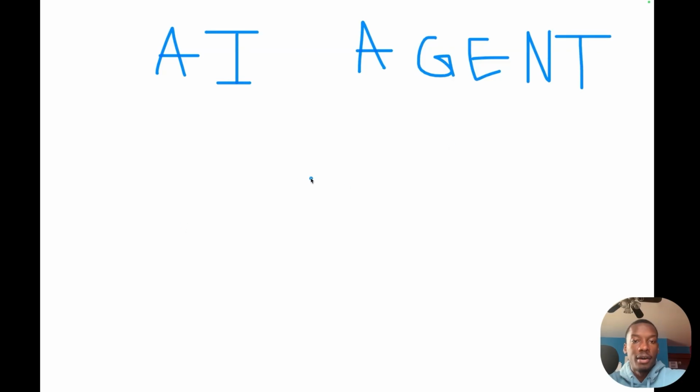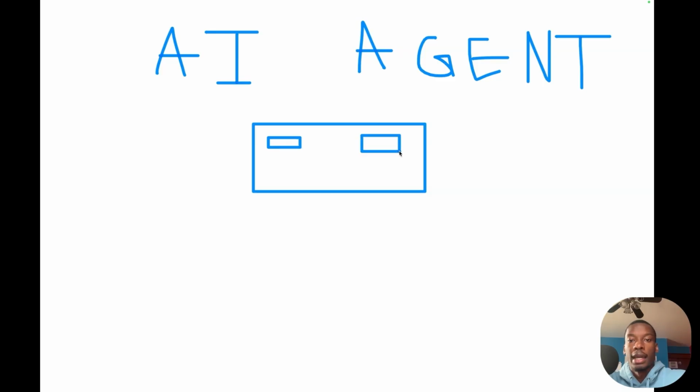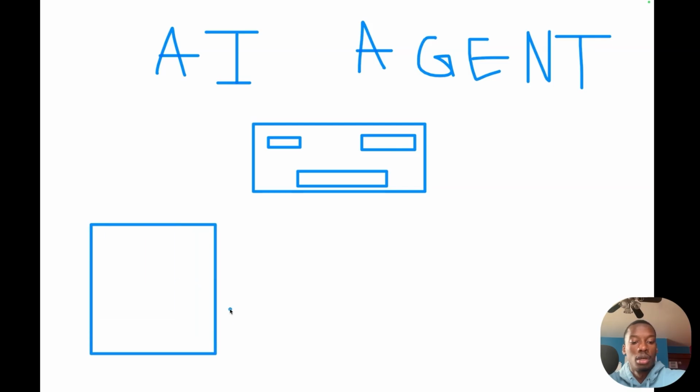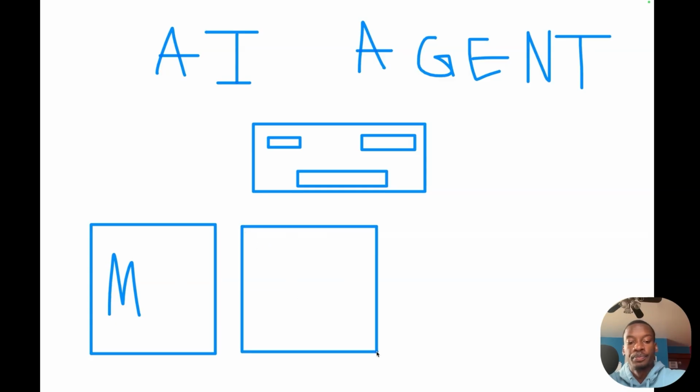With an AI agent, you have the agent itself, the robot, right? And it has a few different components. So we have memory. I'll put an M here for memory. We have memory. We have the model.